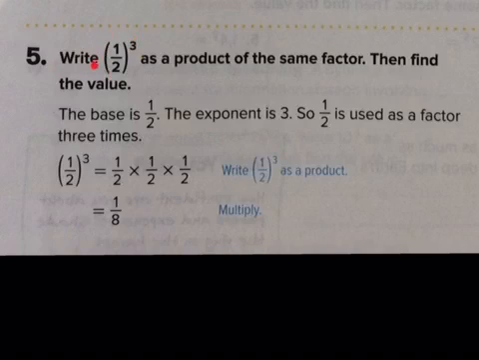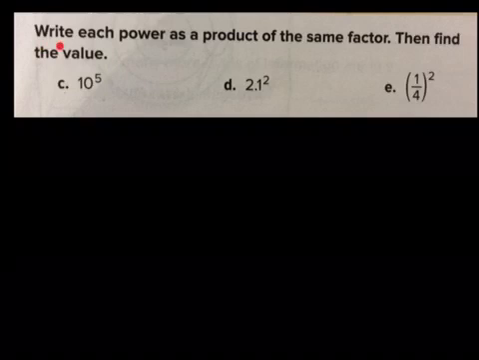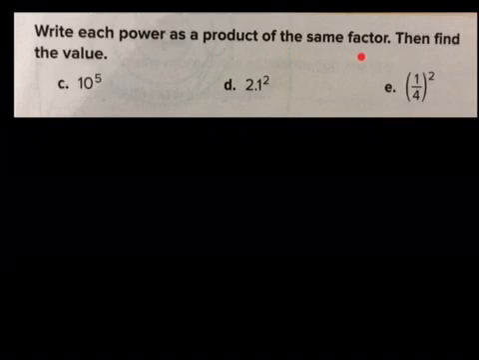And we can do the same thing with a fraction, a half. A half is being multiplied by itself 3 times. You can see it here: a half times a half times a half. When you multiply, a half of a half is a fourth. And then a half of a fourth is 1/8. And there you go.